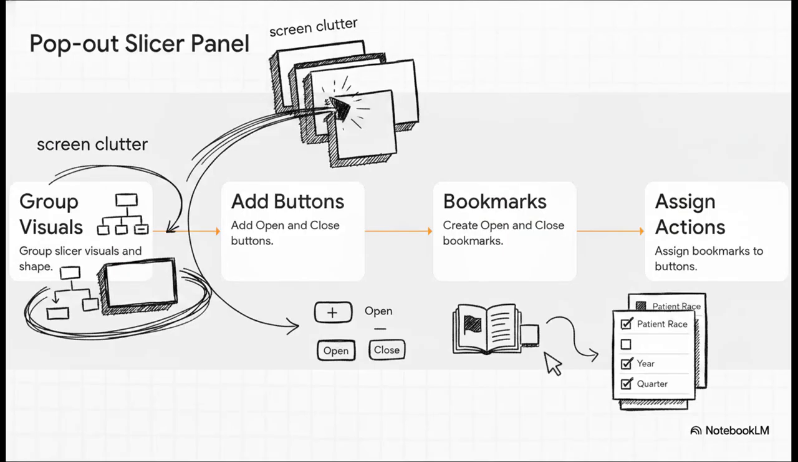And we apply that exact same bookmark logic to solve another major design problem, screen clutter. Instead of cramming all our filters onto the main page, we group our slicer visuals and a background shape together. We add open and close buttons, we create one bookmark where that group is visible and another where it's hidden. The result? This awesome, hidden, pop-out slicer panel that slides onto the screen when needed, giving users deep filtering capabilities by patient race, year, or quarter, and then it just vanishes when they're done analyzing.